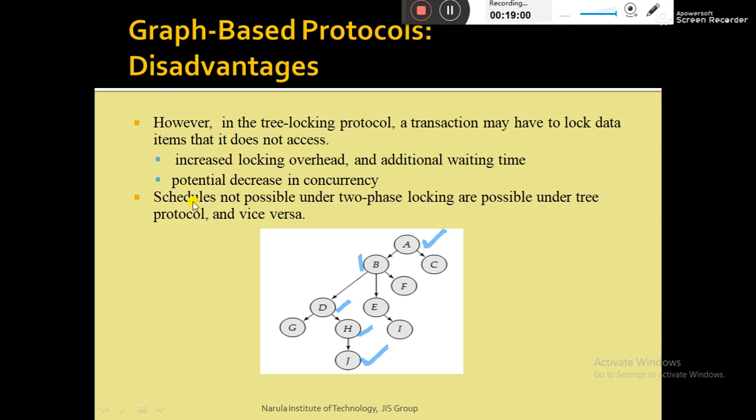Another important point: schedules that are not possible under the two-phase locking protocol are possible under the graph-based protocol, and vice versa. They are not the same.